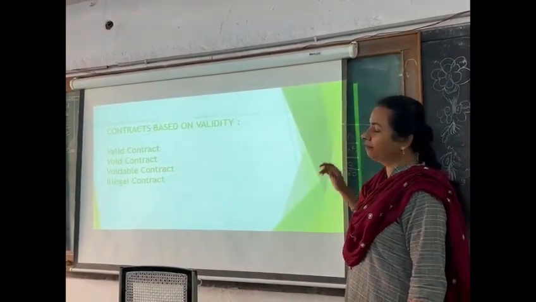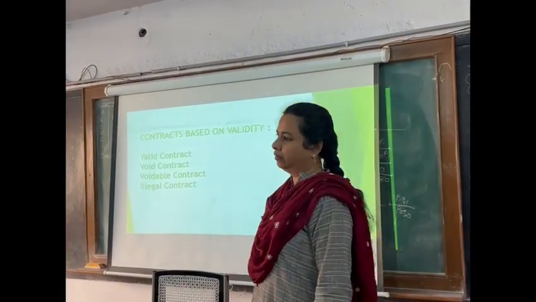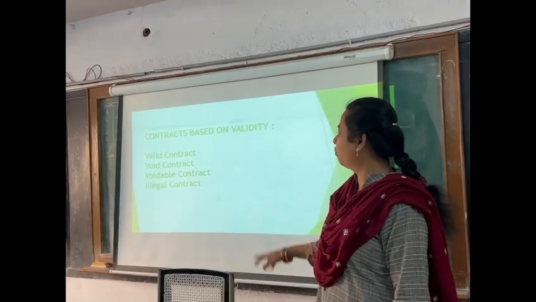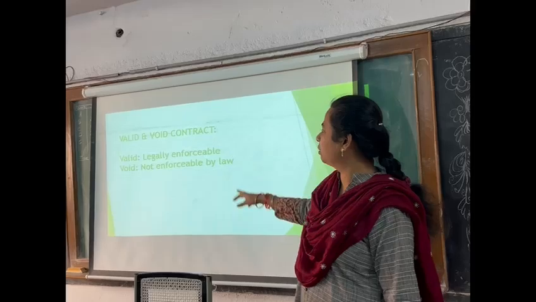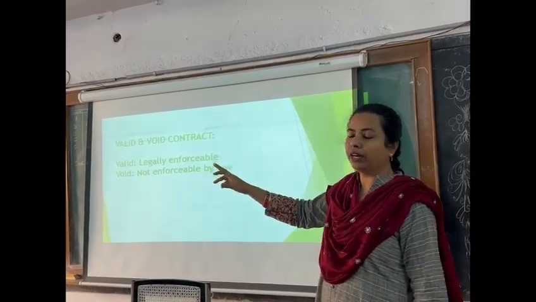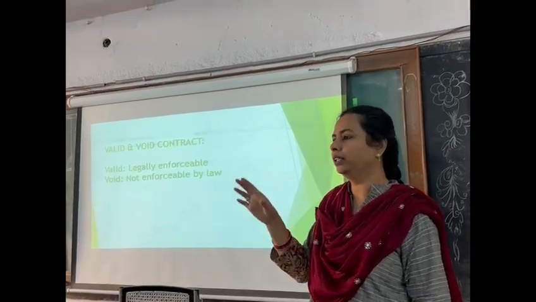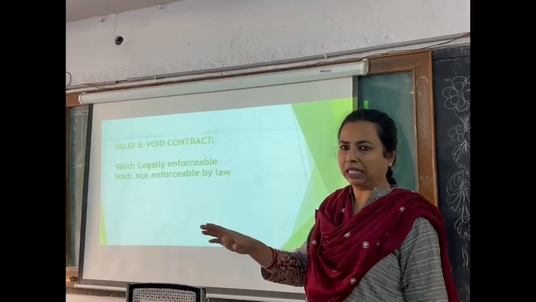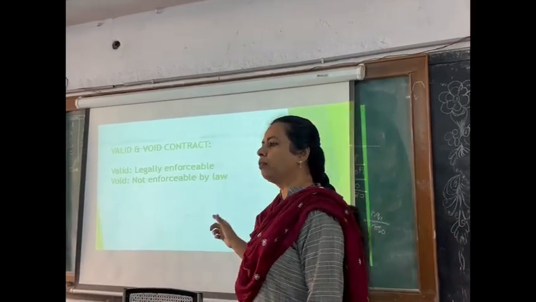Contracts based on the validity. These are valid contract, void contract, voidable contract and illegal contract. So let us see what these contracts are. Valid contracts are those which are legally enforceable. When we enter into the contract, we check that all the terms and conditions are satisfied by both the parties. Then only it becomes valid, and we can enforce it by law.